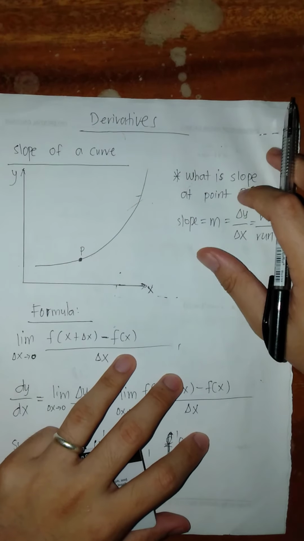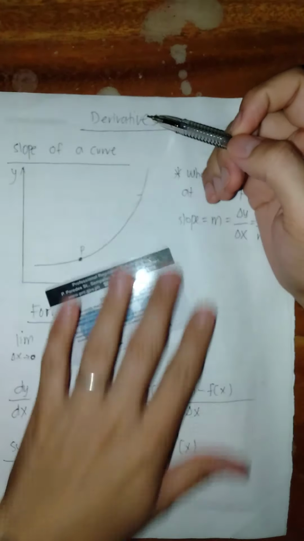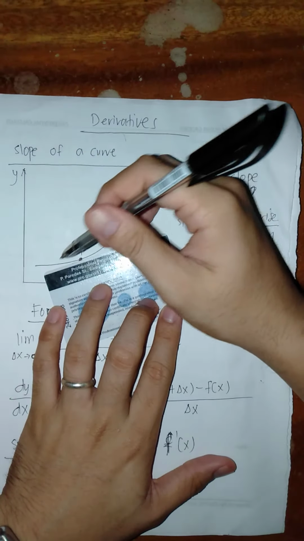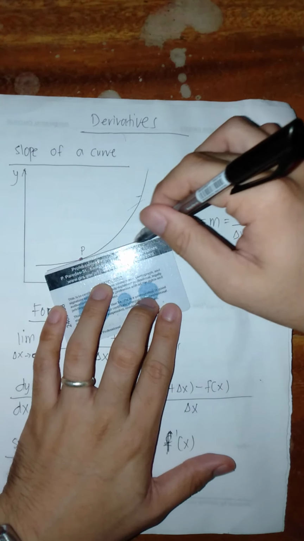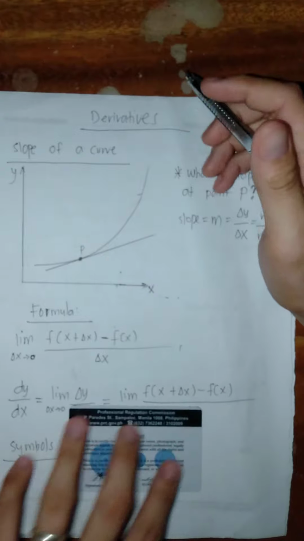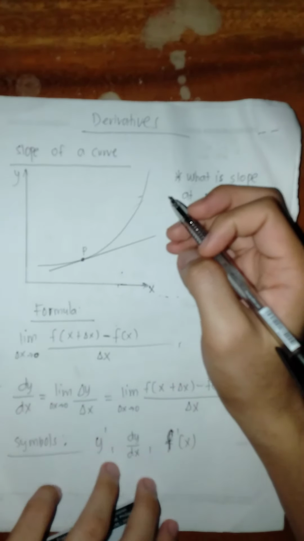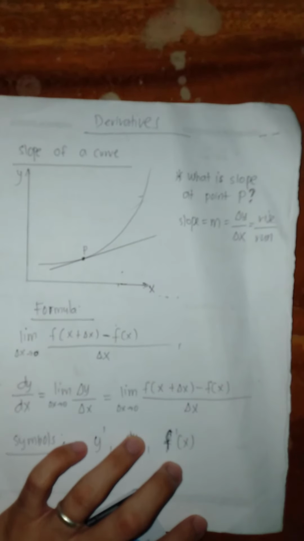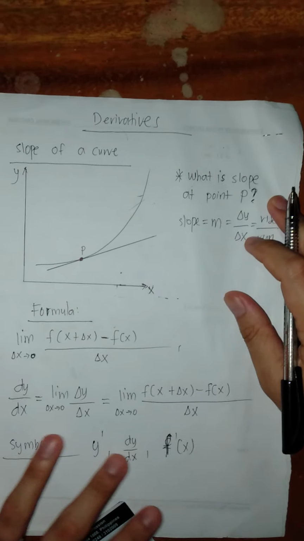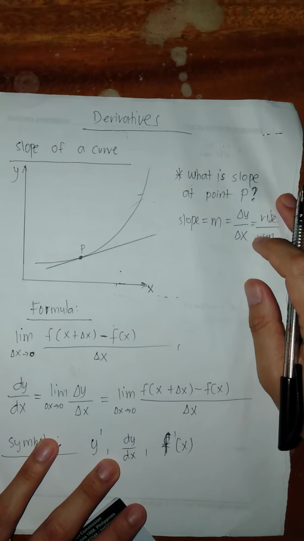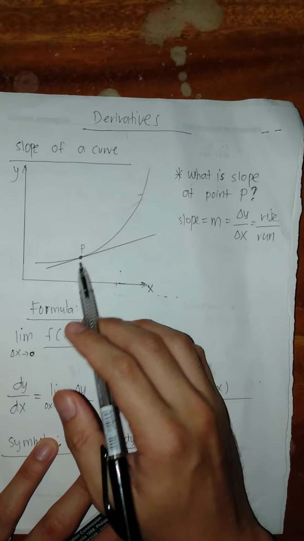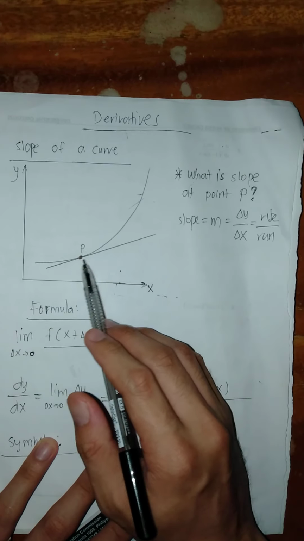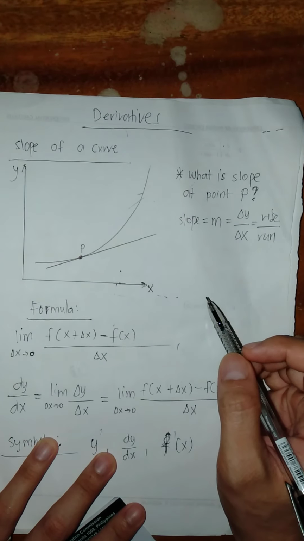Newton said, I can find the slope at point P if I can draw a, what do you call this line? The line I drew is a tangent line. So what do you mean by a tangent line, guys? A tangent line is a line that touches a curve at only one point. Newton said, I can find the slope at point P if I can draw a tangent line. How did he say that?